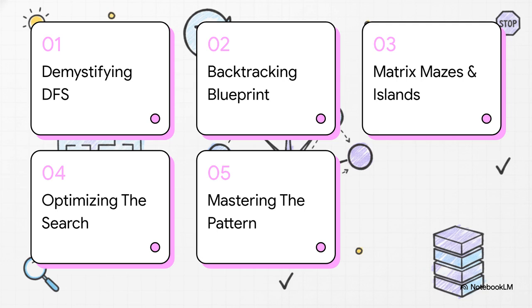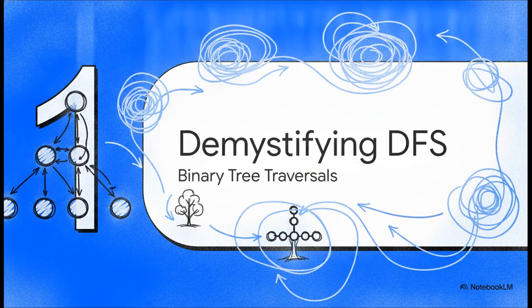Okay, let's dive into our roadmap for today. We'll be hitting 5 main stops: demystifying DFS, the backtracking blueprint, matrix mazes and islands, optimizing the search, and finally, mastering the pattern. So, let's kick things off with Section 1, demystifying DFS and binary tree traversals.